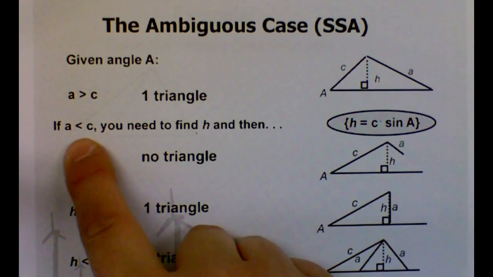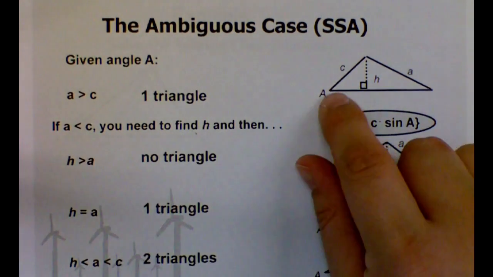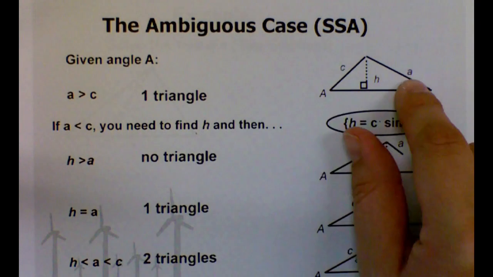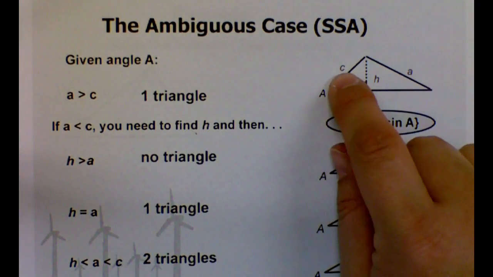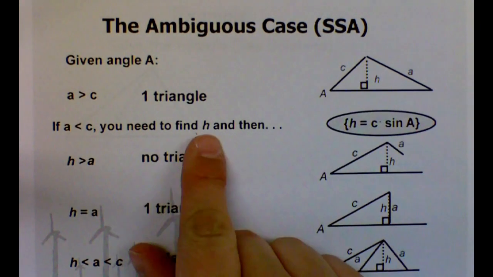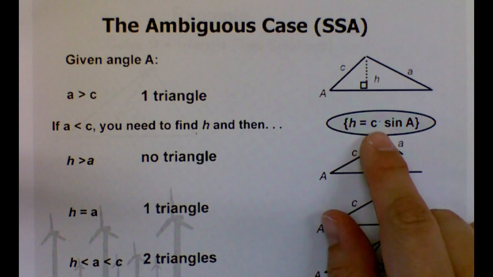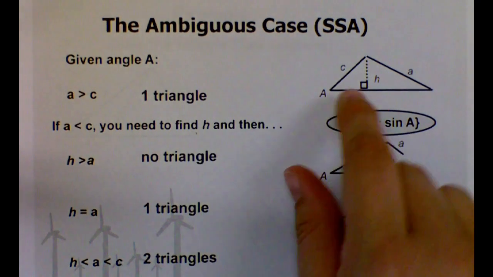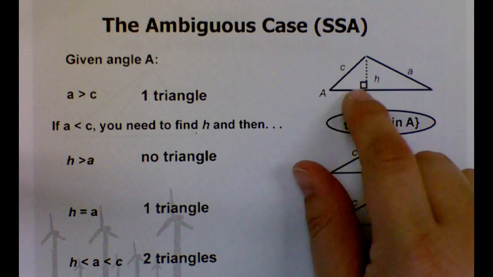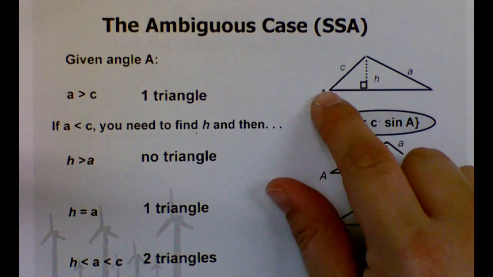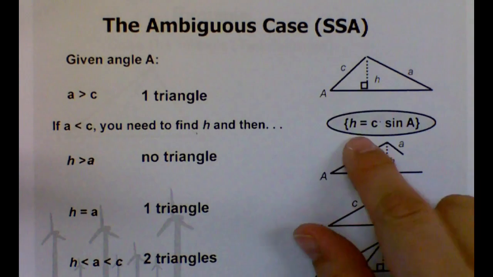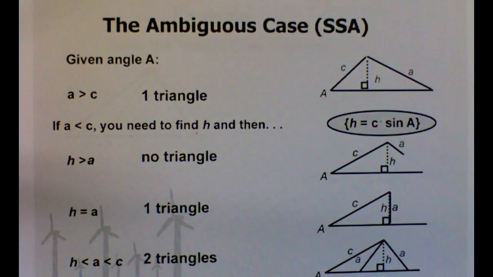If it's less than the other side though, so if I tell you my angle, and I say this side is 5 and this side is 12, that's when we need to find this magic number called h. We find h by taking c times the sine of angle A. That'll give us a height, right? Because if I make this a right triangle, sine of A is h over c, so h is equal to c times the sine of A.